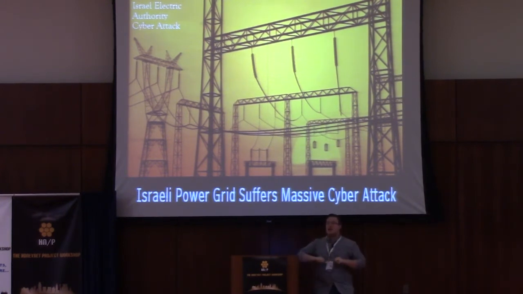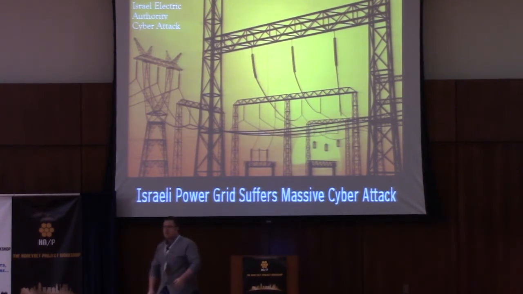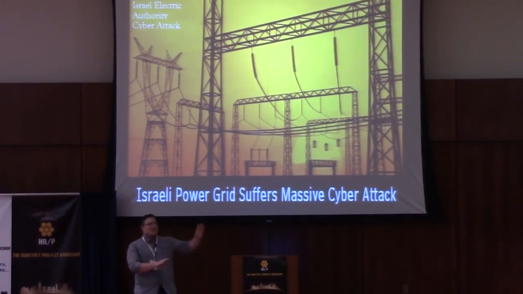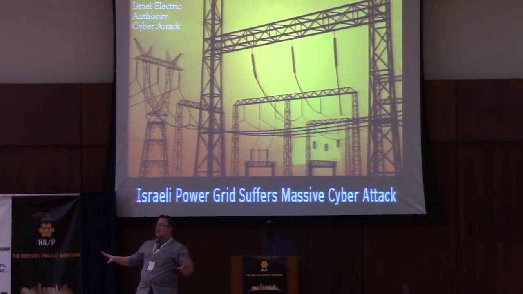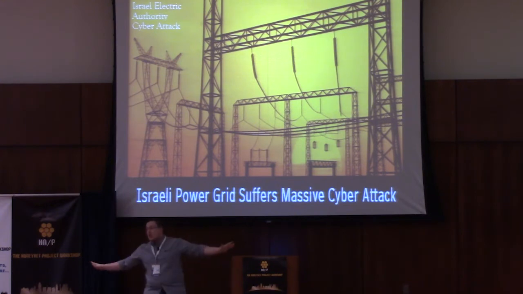This graphic ran all over the web, national level media. Israeli power grid suffers massive cyber attack. The problem: the Israeli Electric Authority is a regulatory body of about 30 computers that are in no way touching the grid at all. It's an office where people talk about regulations for the grid. And the worst cyber attack in history was ransomware that someone opened up in a phishing email.